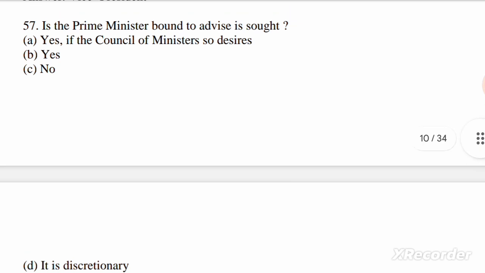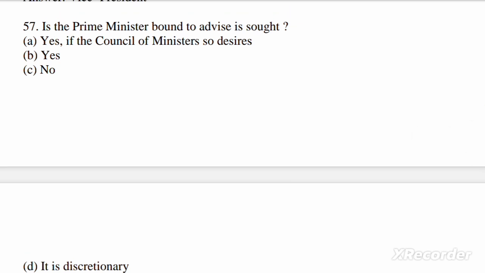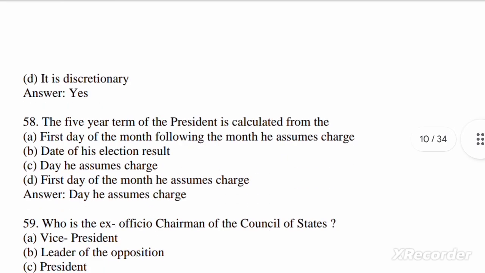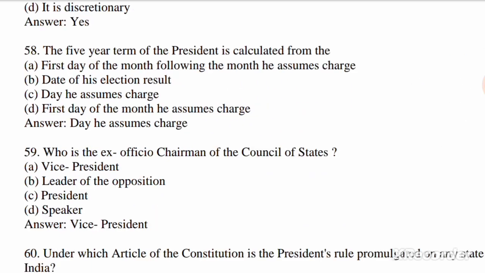57. Is the prime minister bound to advise if it is sought? Yes. 58. The 5-year term of the president is calculated from the day he assumes charge. 59. Who is the ex officio chairman of the Council of States? Vice President.